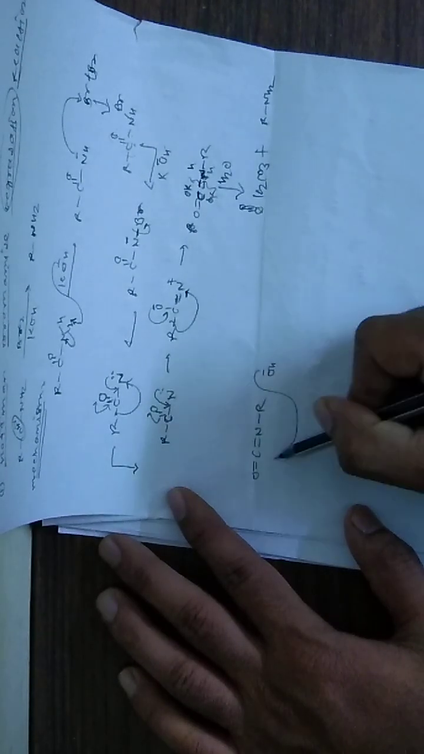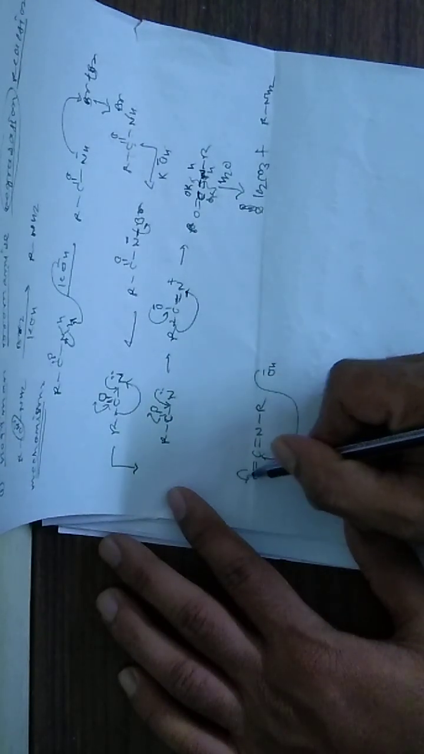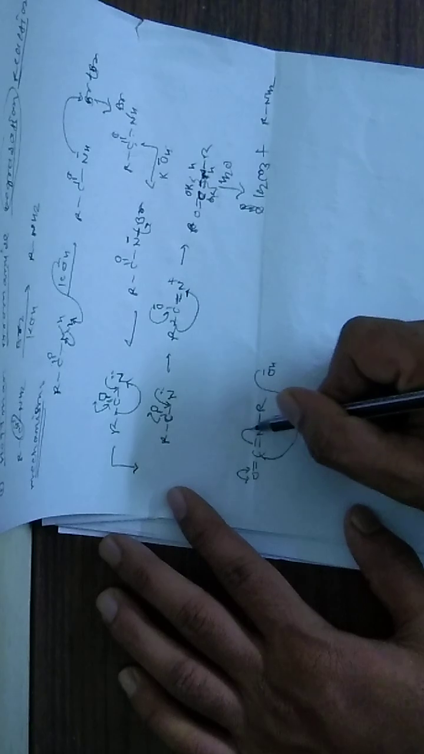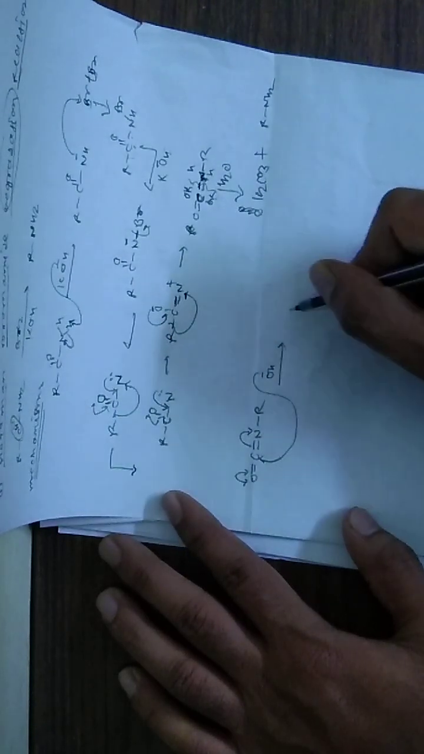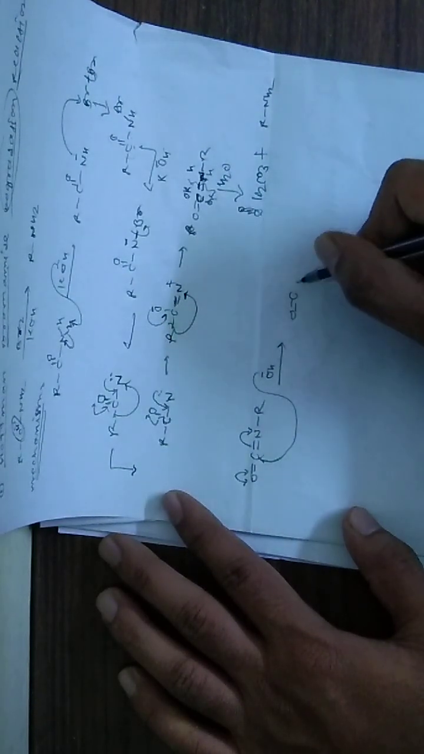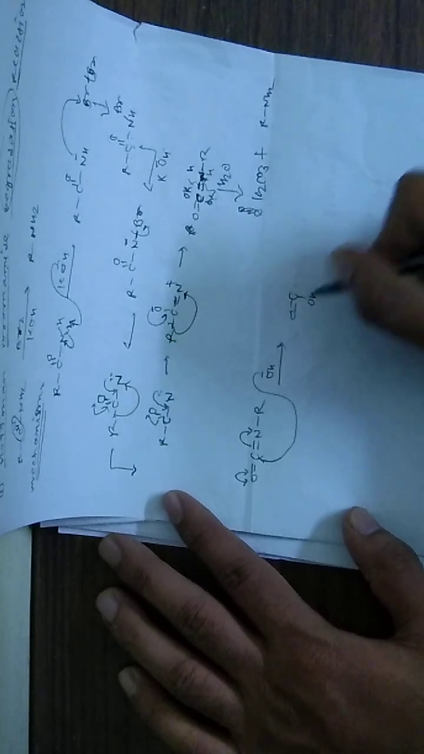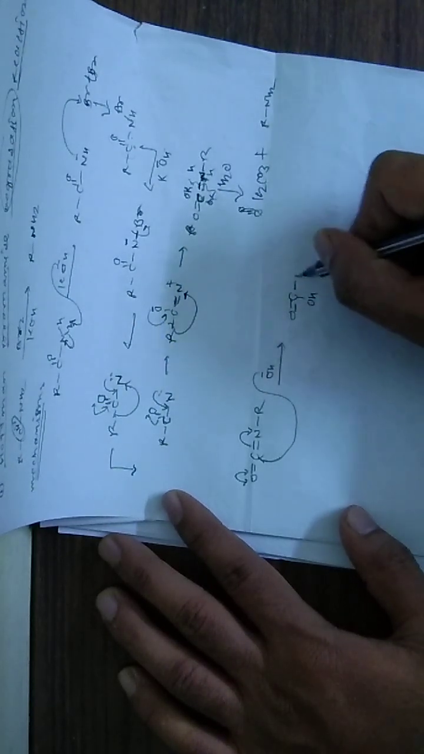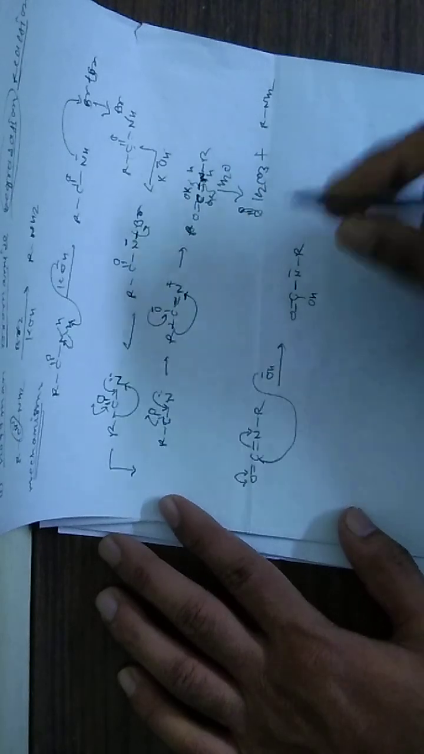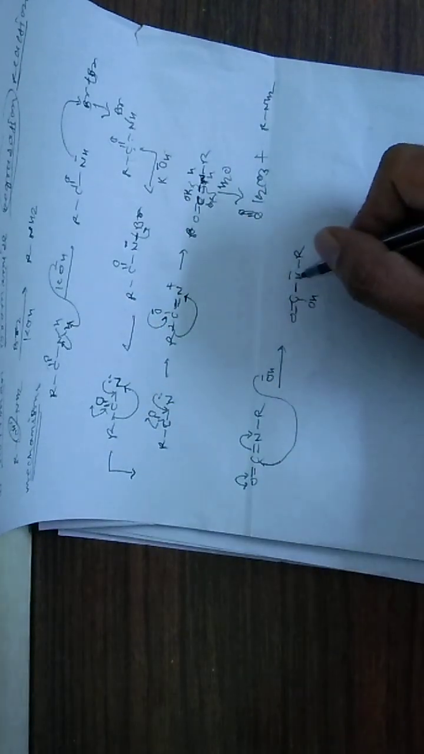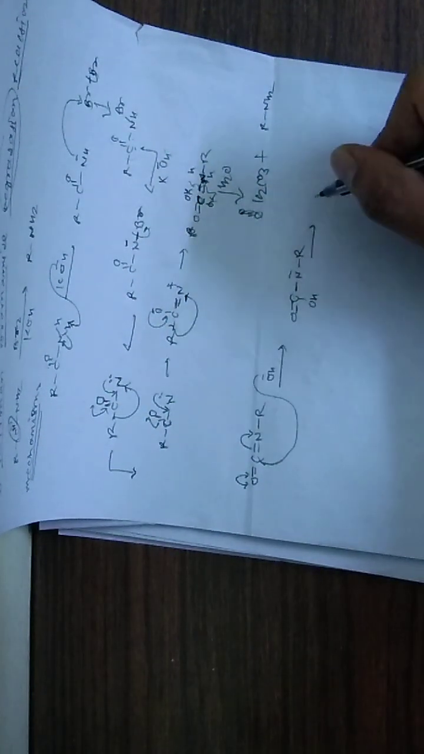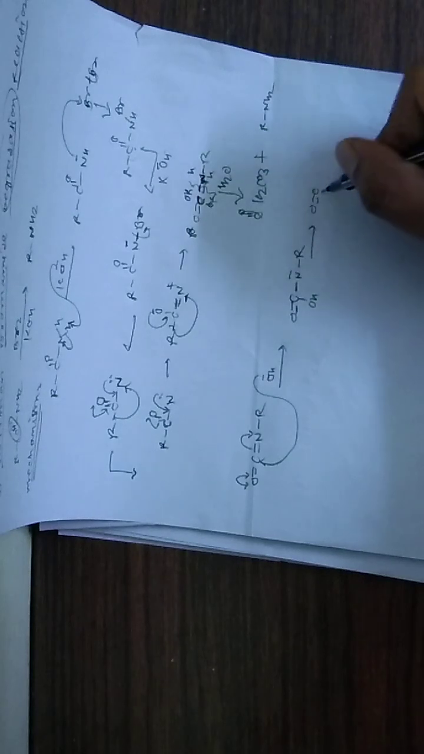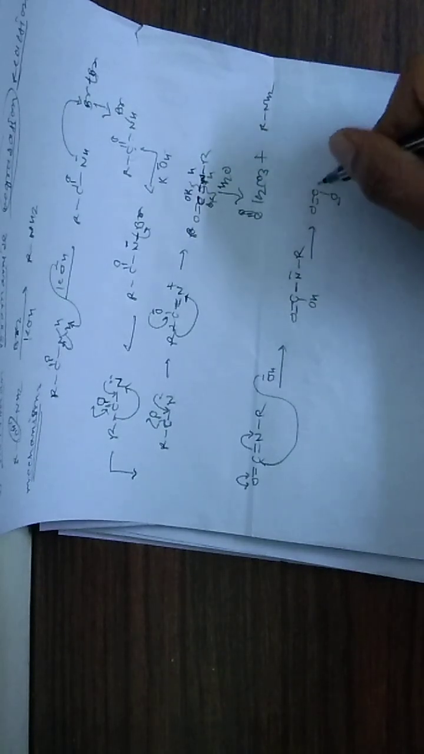This OH minus will attack on that carbon. This bond will open, comes back, and this negative charge will go on nitrogen. So C double bond O, here OH, here N minus R. Now this is an acidic proton. Nitrogen will take that proton. C double bond O minus, here NHR.